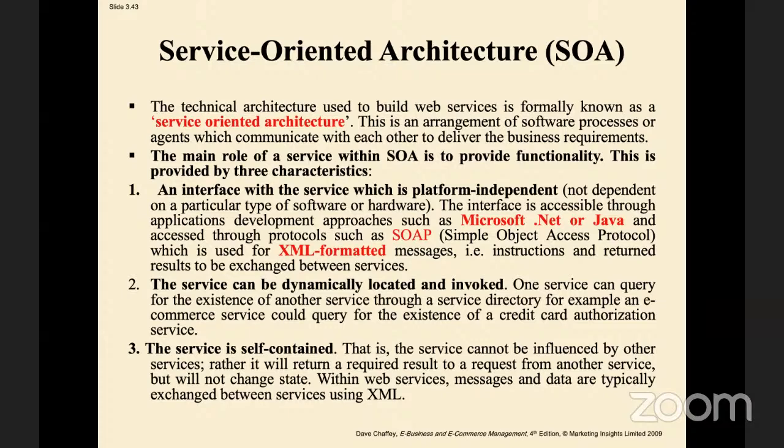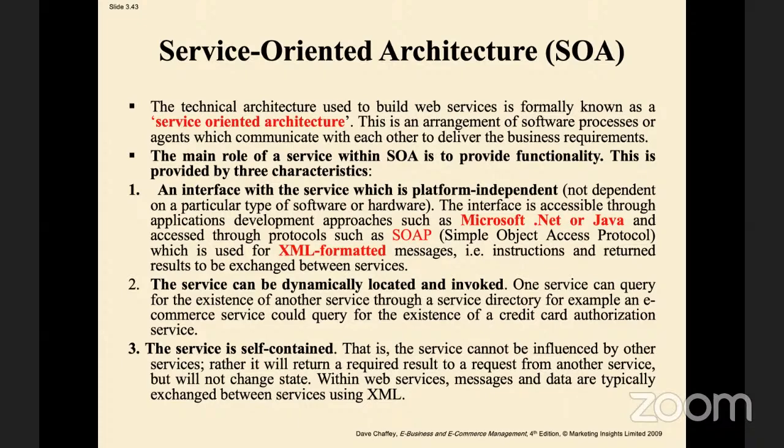Then the service can be dynamically located and invoked. One service can query for the existence of another service through a service directory. For example, an e-commerce service could query for the existence of a credit card authorization service. This is related to the financial aspect of the infrastructure, in which payments are being done using credit card authorization services, like when you authorize the credit card use or the services being offered by the credit cards.